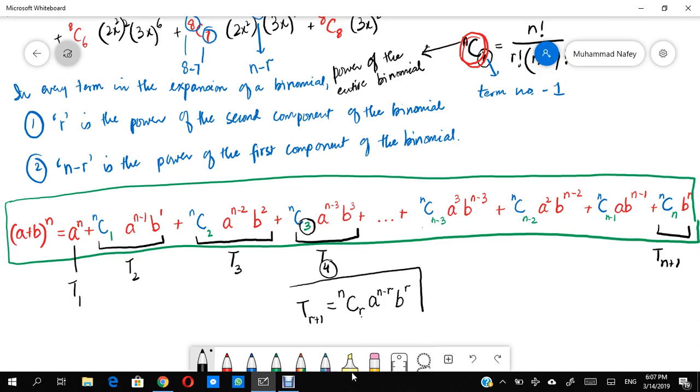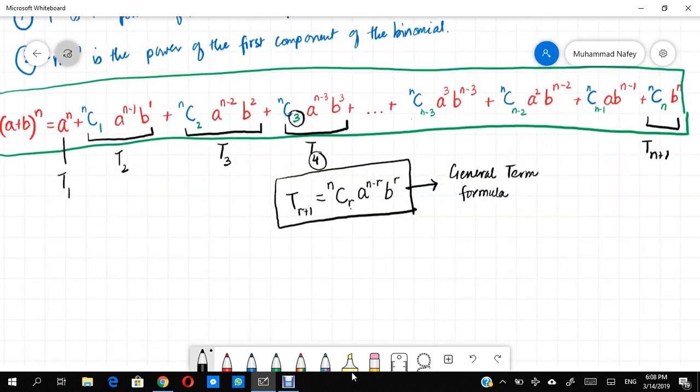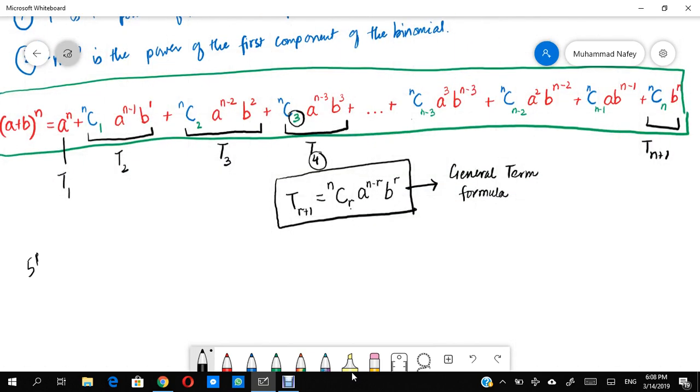So this formula that we have just derived from observation is called the general term formula for a binomial expansion. So why is this formula particularly useful? The use of this formula is that you can use this to directly find any term in a binomial expansion. I'll give you an example. Let's say that you have a question that says find the fifth term in the expansion of maybe 2x squared add 8 to the power of 12.